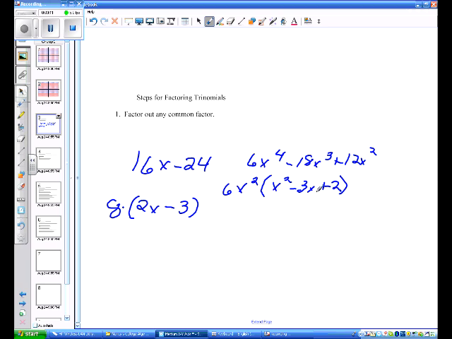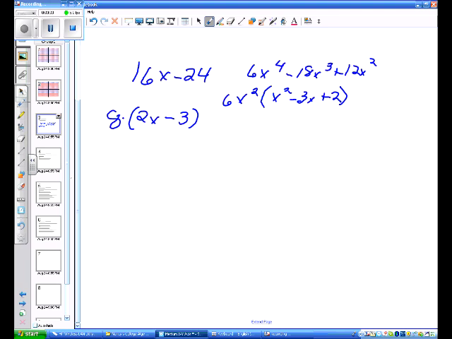Now, when we get through, we should not have a variable in each term. If you have the same variable in every term, then you didn't factor out your largest one. So we have it factored into our common factor. Later on, we'll come back and look at how we would factor the trinomial that was left. But right now, we're just looking at factoring our greatest common factor.